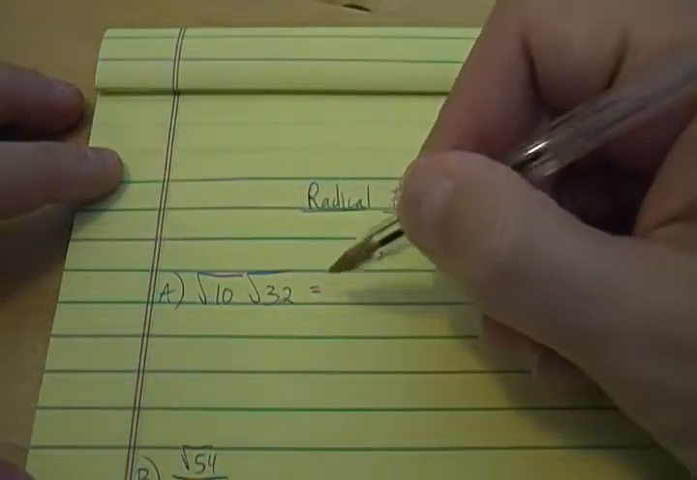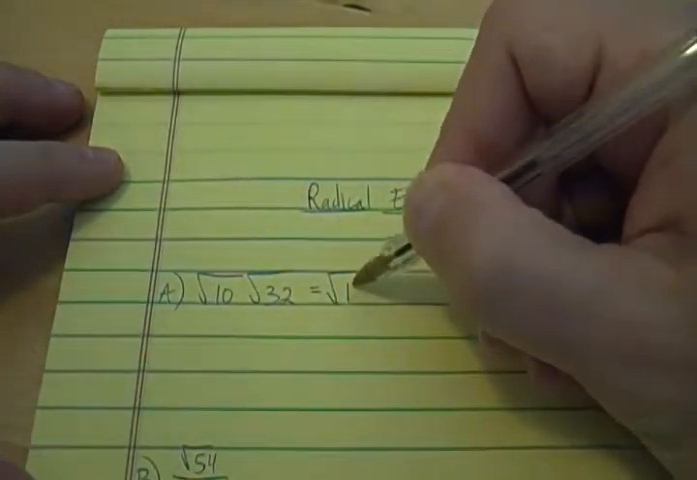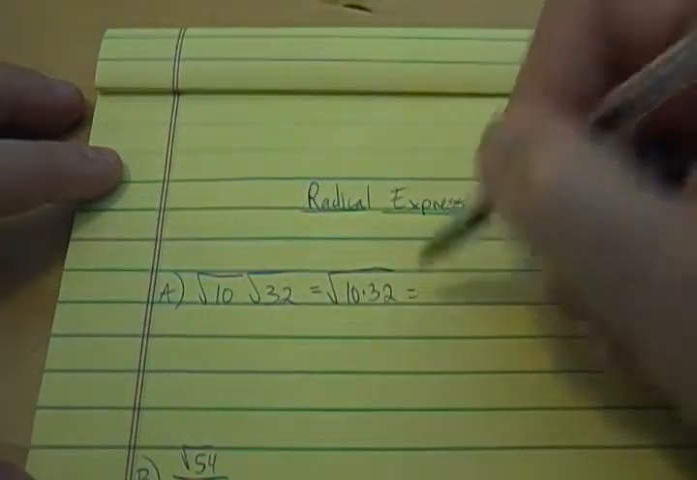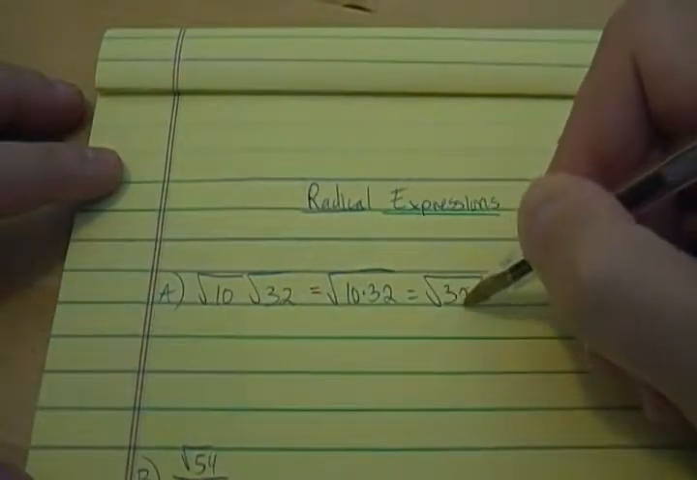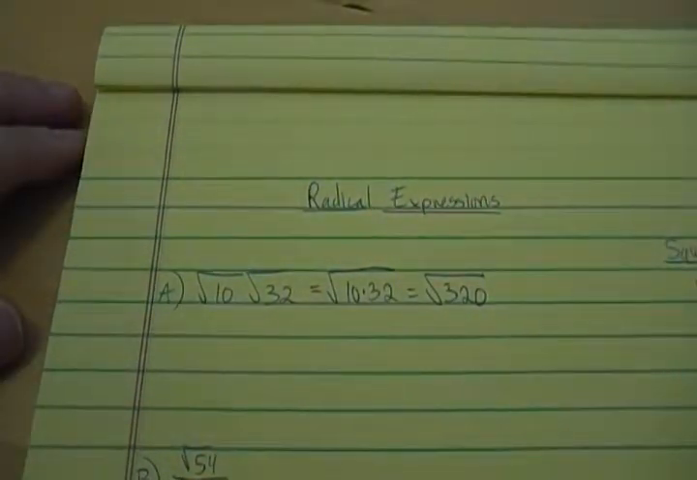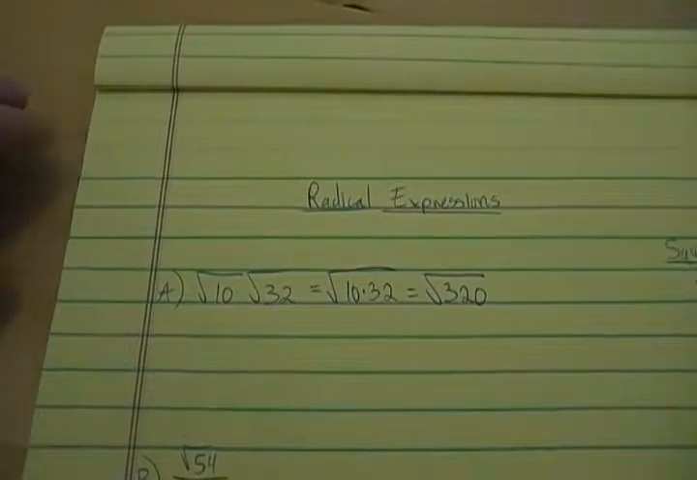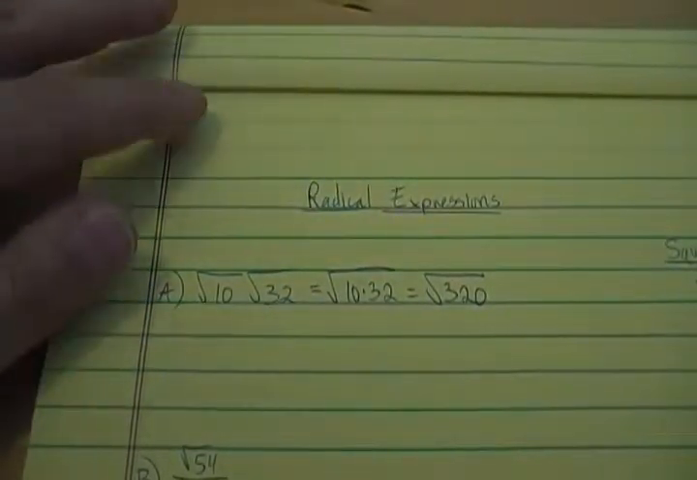The square root of 10 times the square root of 32 is the square root of 10 times 32, which is the square root of 320. So we combine those two radicals into a single radical with a bigger number inside, 320, and now what we need to do is try to simplify the square root of 320. Now we get into simplifying this root.